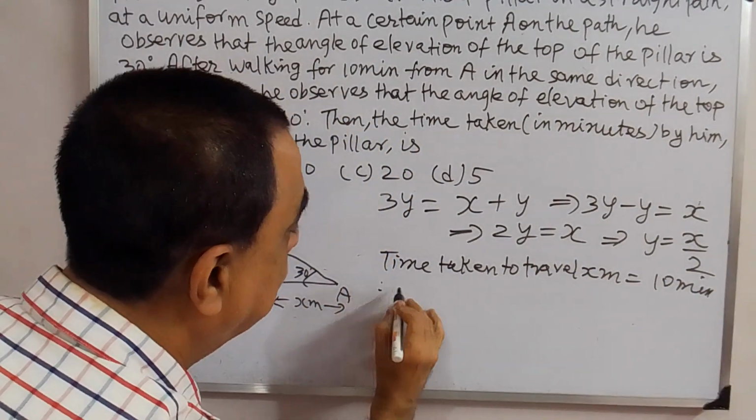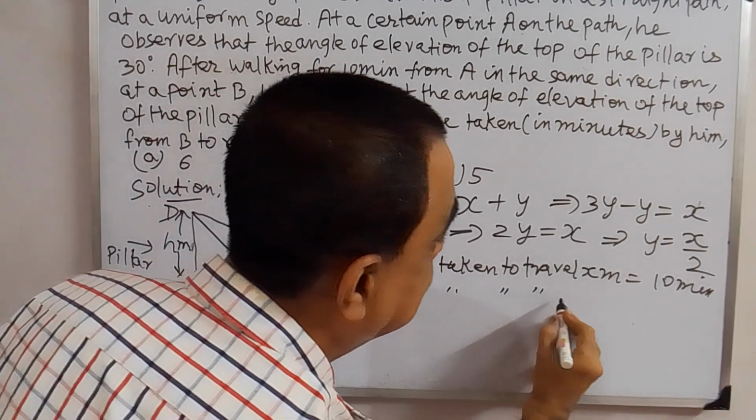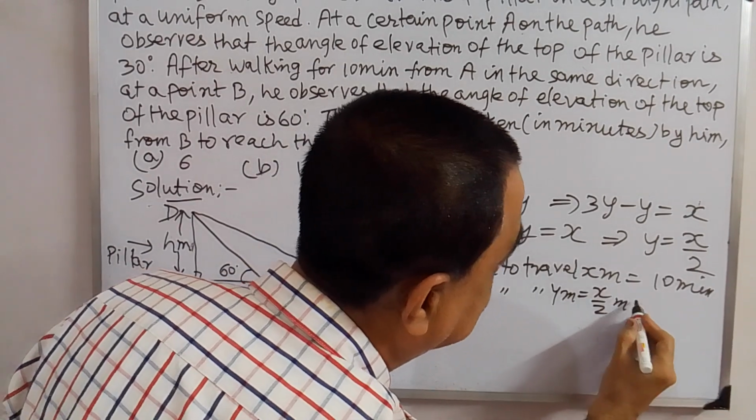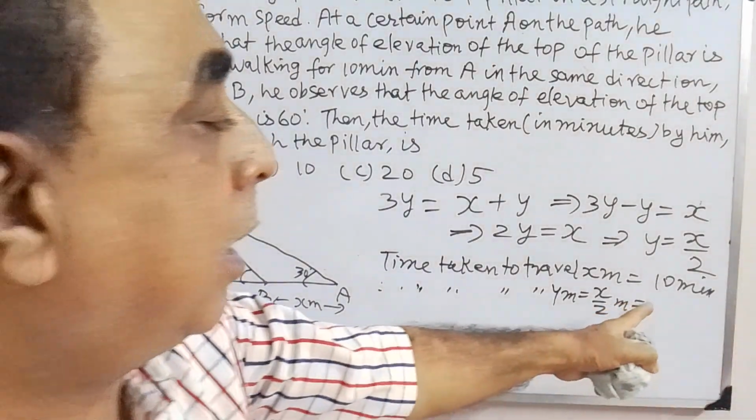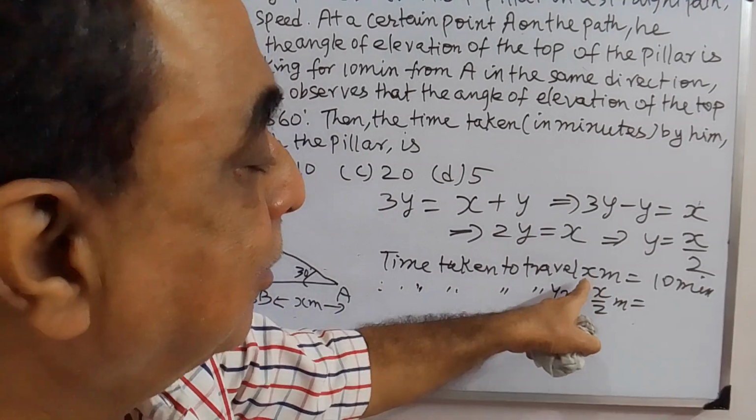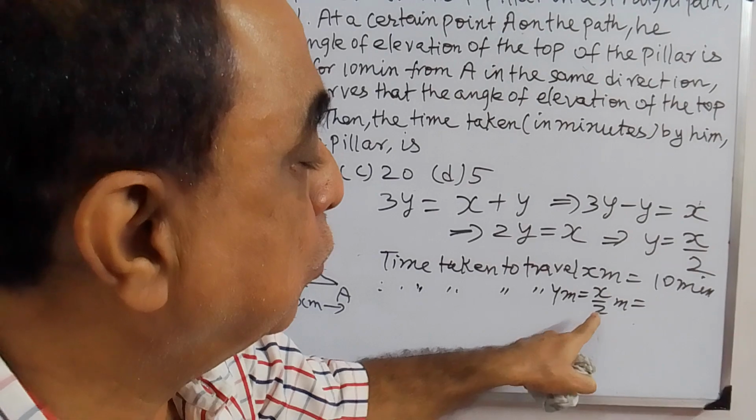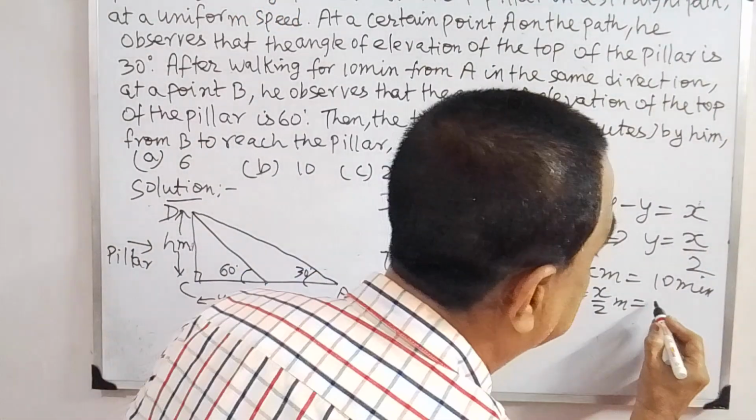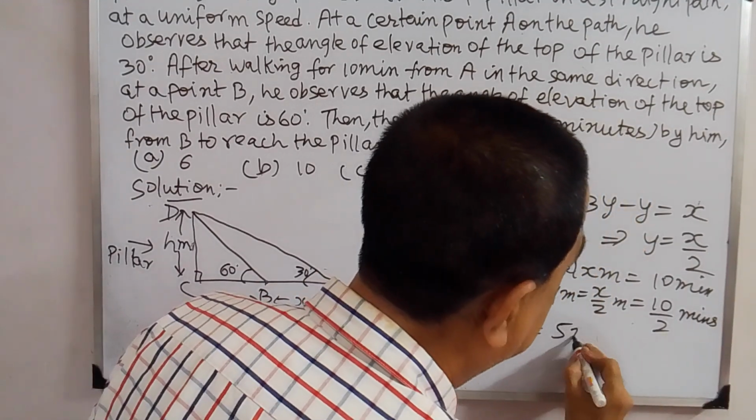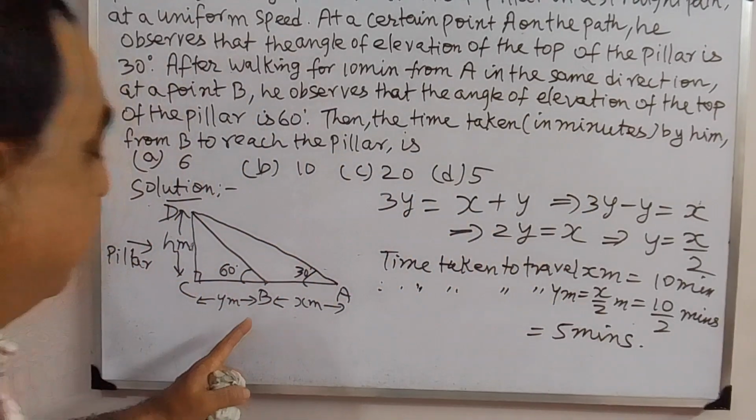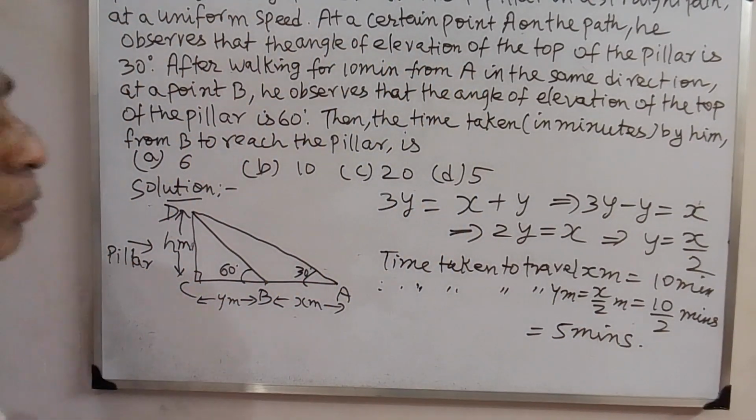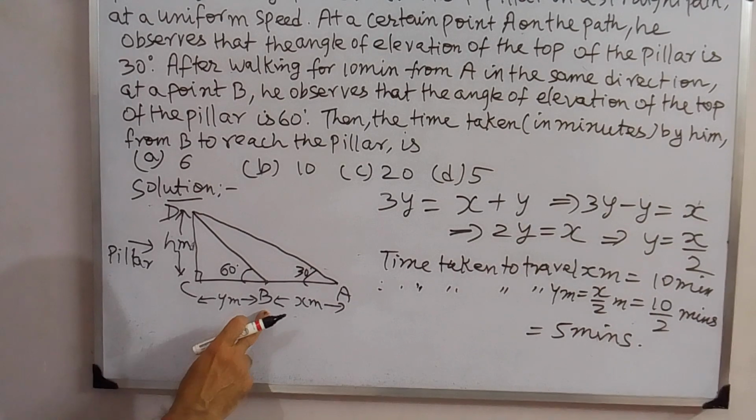Therefore, the time taken to travel X by 2, that is Y meters. Y meters is equal to X by 2 meters. So how much time will be taken? Naturally half of the time, because the distance is becoming half. X meters takes 10 minutes, so X by 2, which is half the distance, will take half the time. So it will be 10 by 2 minutes, which is equal to 5 minutes to travel from B to C, which is Y meters, and Y meters is equal to X by 2 meters.